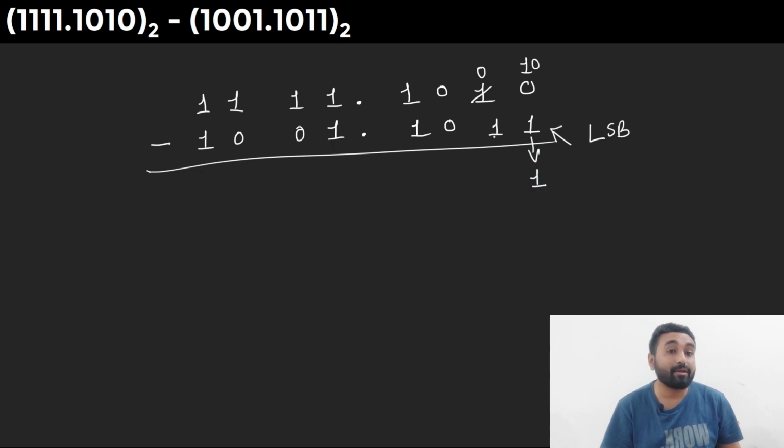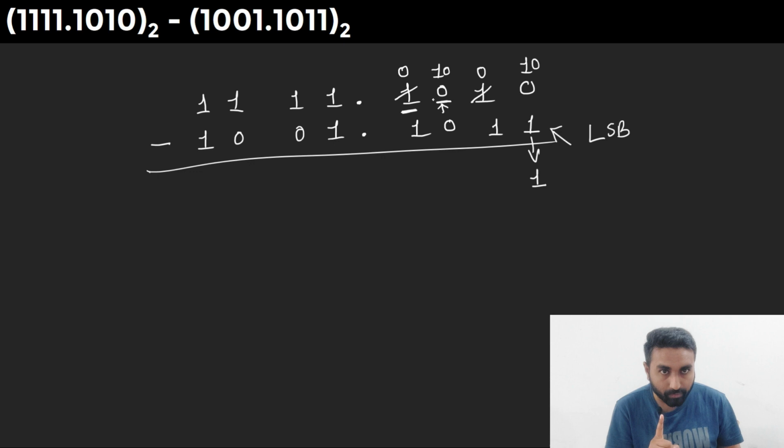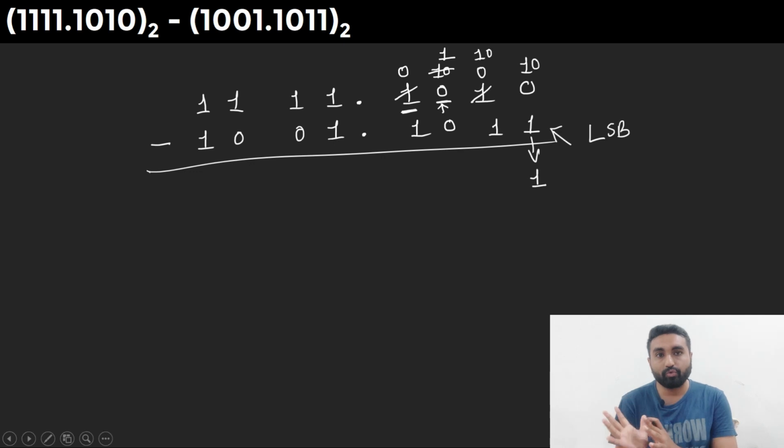Here 0 minus 1 cannot happen, so we need to take the borrow from the next column, but the value in the next column is 0. Its own value is 0, so it cannot give you the borrow. So again we need to take the borrow from the next column. The next column is this one, so from here we will take the borrow. Its value will be 0, and here 10 will be transferred, right? So now this column's value is 10. From this column we will take borrow, so its value will now be 1, and again 10 will be transferred over here. So this is how you need to take borrows if the next column has the value 0, right? This is the pattern that you need to follow.